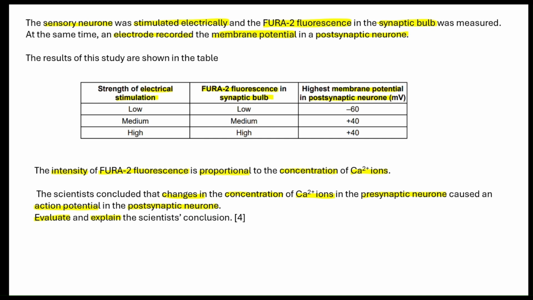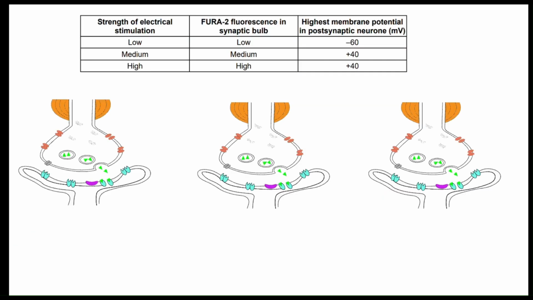So the minute I see evaluate, I automatically remind myself that I want to give information that supports and information that does not support. So I always want to give arguments for and against any time I see an evaluate question. So let's just look, and it has said explain, which means give the science of what is happening. So let's look at that table in a bit more detail then.